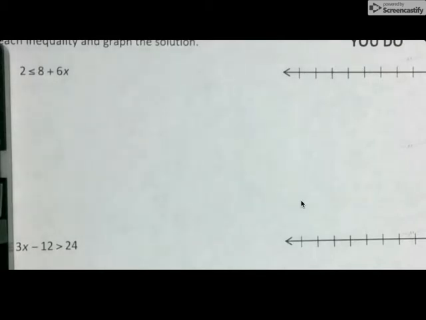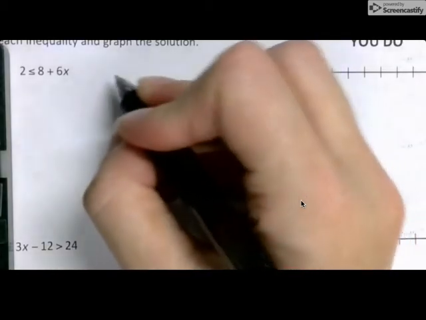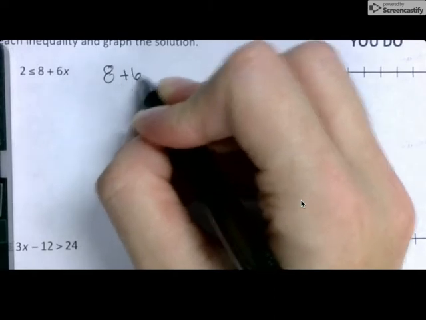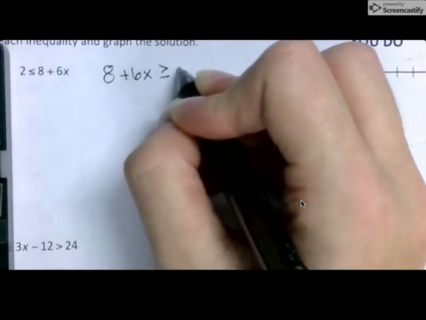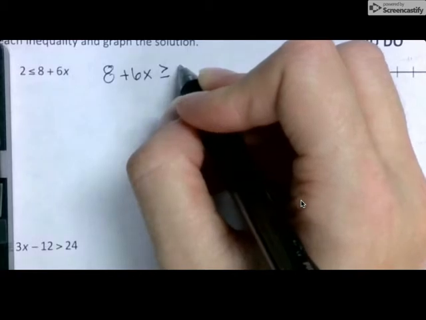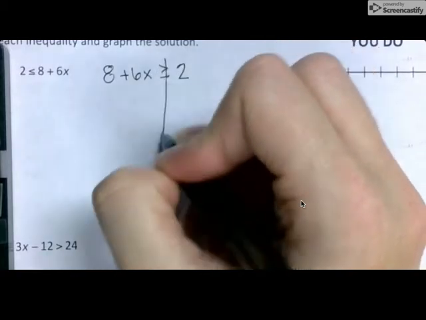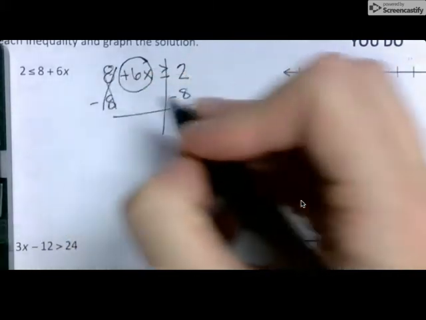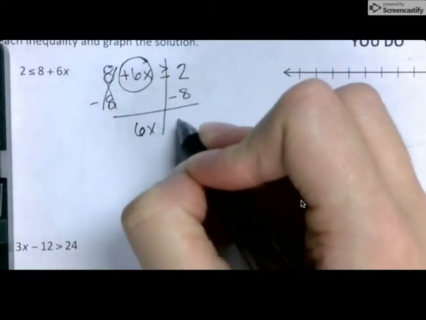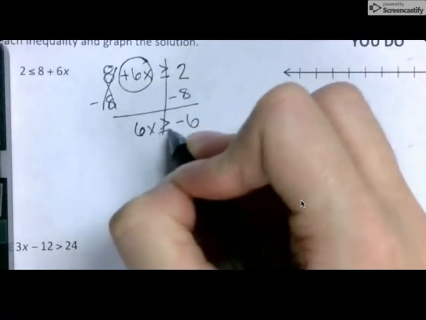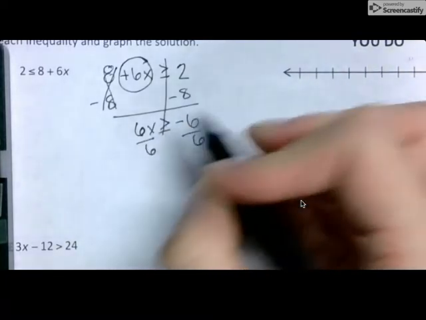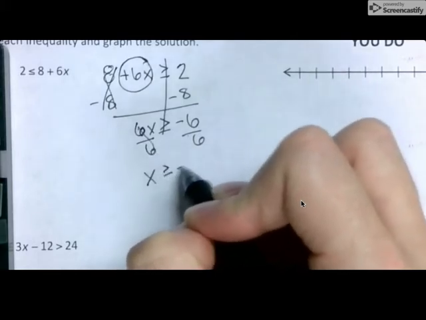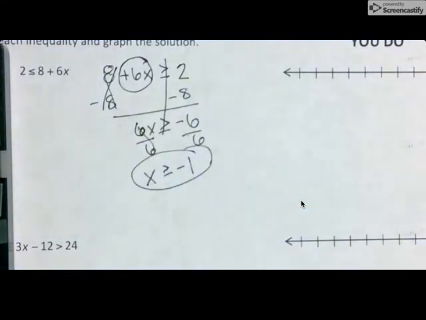All right. So in this one, we have to change our sign to the other way. The alligator mouth opened up towards the 8 plus 6x, so make sure that stays. The inverse here, keep my sign, divide by 6, and you do not multiply or divide by a negative number, so you keep it.